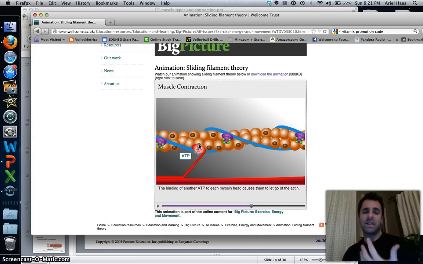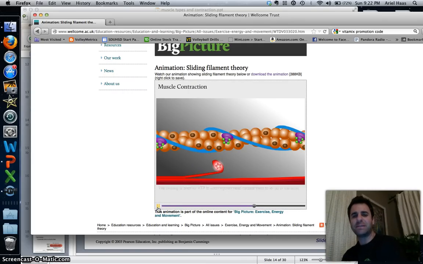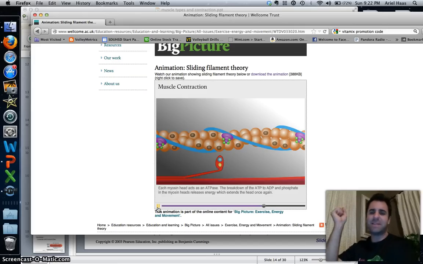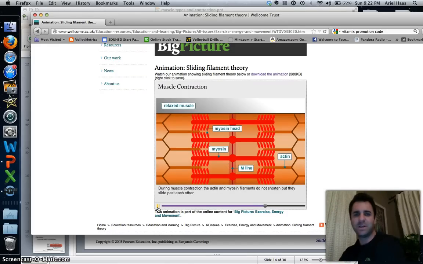Only when energy is provided from ATP. So now ATP binds, it's going to cause a shift and return back to the energy poor state. The breakdown of ATP is now going to occur again, and energy releases again, and thus the head now extends to its high energy state, binds to the actin binding site, and then returns to its low state.